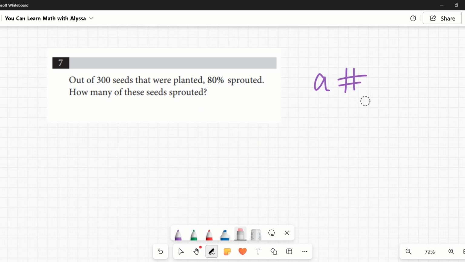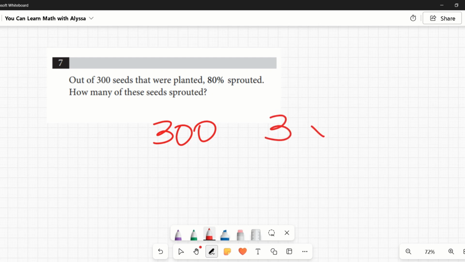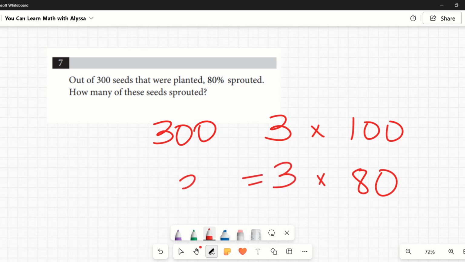Another way you can look at it, this is sort of a more mental math kind of way, is 300 is 3 hundreds, right? Or 3 times 100. 80% of 100 is 80. That's always the easiest one to do, right? 10% of 100 is 10. 20% of 100 is 20. The percents are the same number when we're talking out of 100. So if 80% of 100 is 80, this is 3 times as many. So I multiply that by 3, and it is 240.